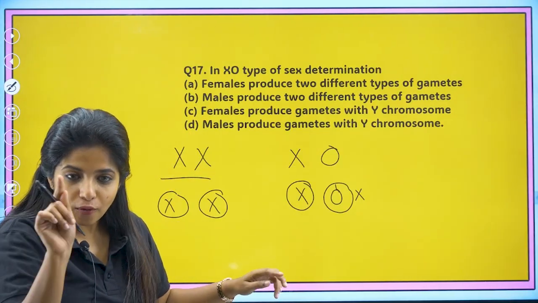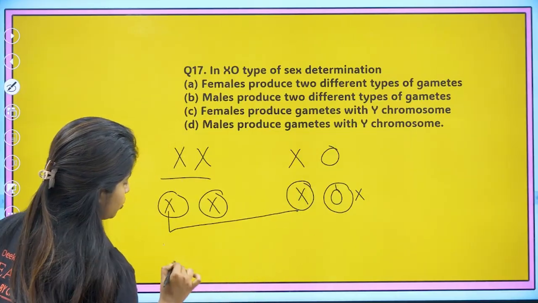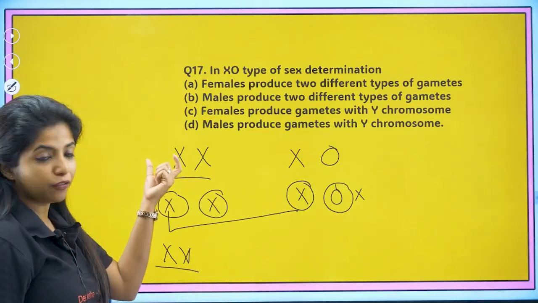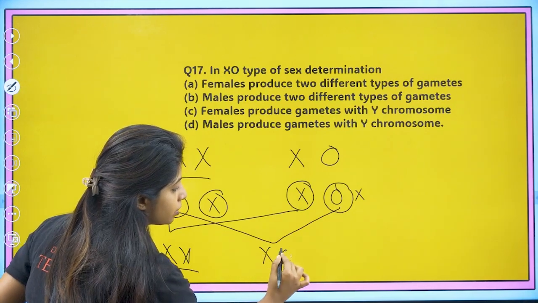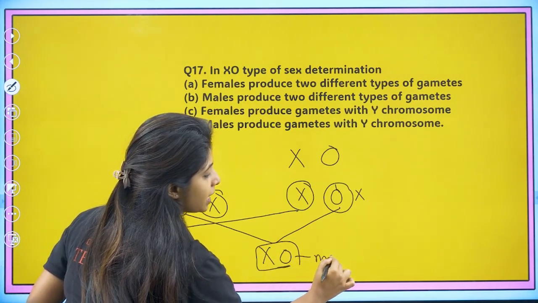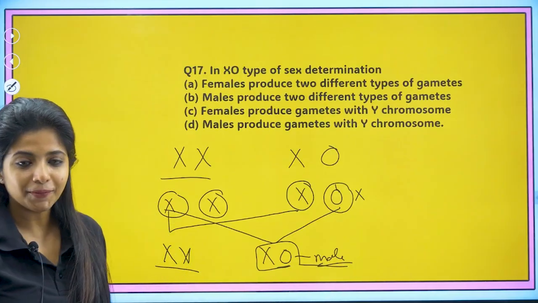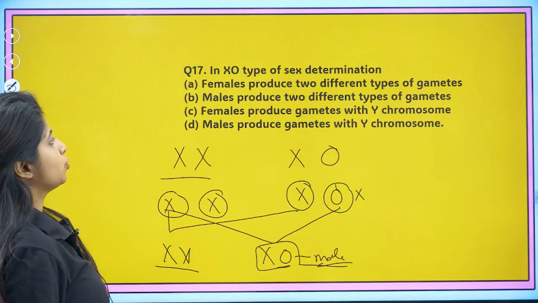Okay, it is denoted as O, as in nothing is there. So suppose this and this come together, you get XX. Again, XX is what a female is going to produce. Over here, if this and this come together, my dear children, you're getting a gamete without anything out there. So this would be what? Males. This is found in what? Grasshopper. Okay, this is found in grasshopper.